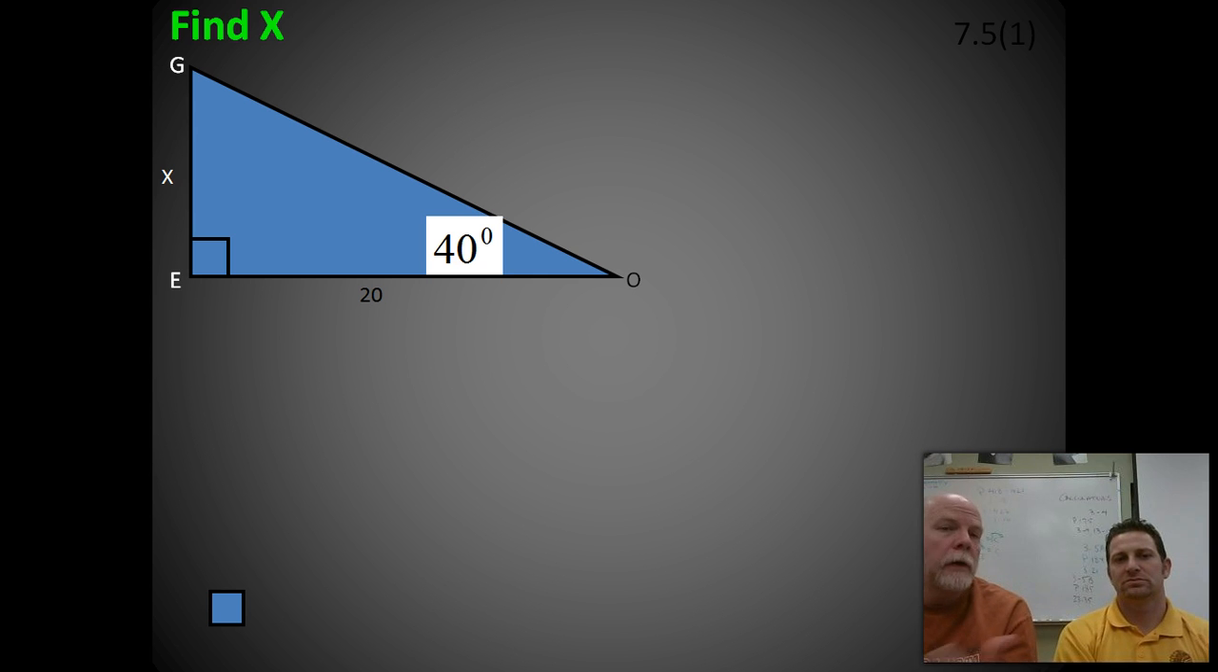Okay, same types of examples here, except that now we're given a specific angle measure for this. And so if we're trying to find that side over there, notice what's happening.